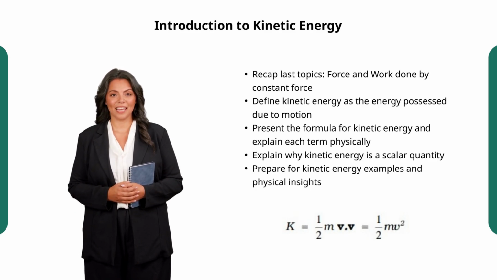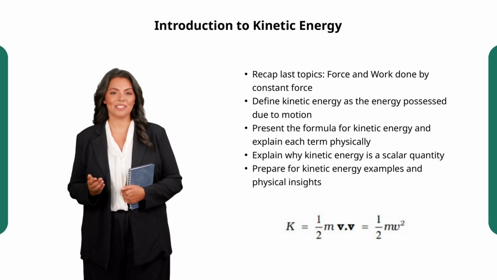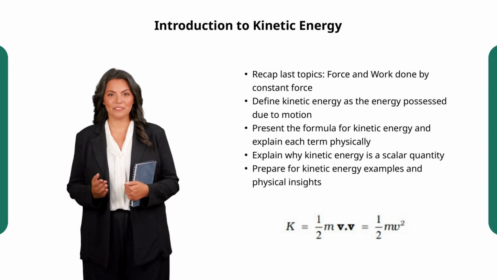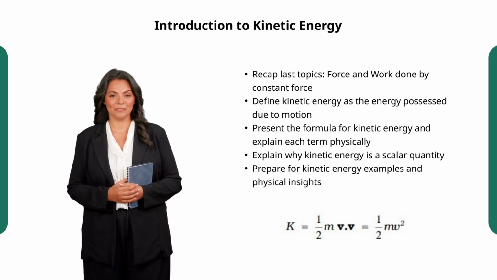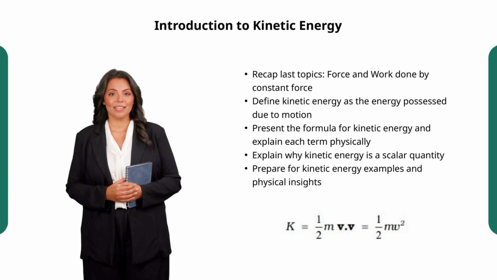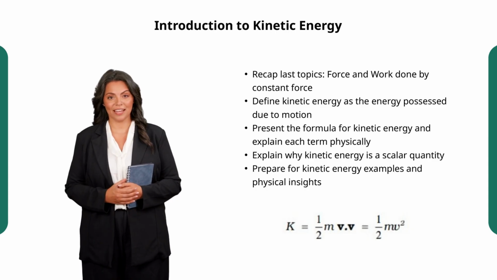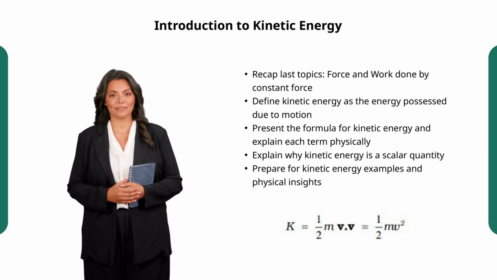Mathematically, kinetic energy is given by the formula K equals 1/2 mv squared, where m is the object's mass and v is its velocity. Here, velocity is squared, meaning speed affects energy significantly more than mass. Kinetic energy is a scalar, so it only has magnitude. It doesn't point anywhere, unlike velocity.